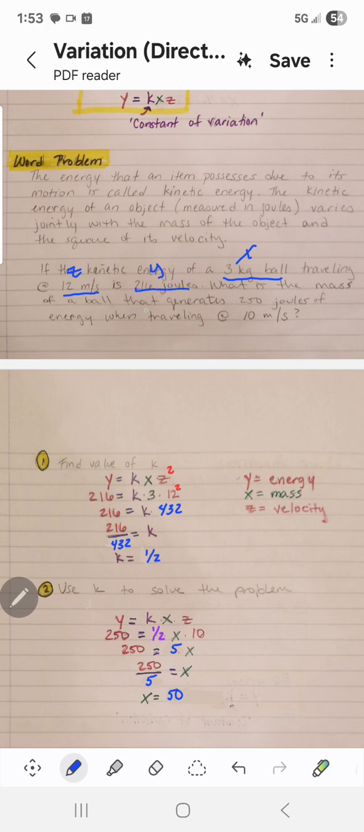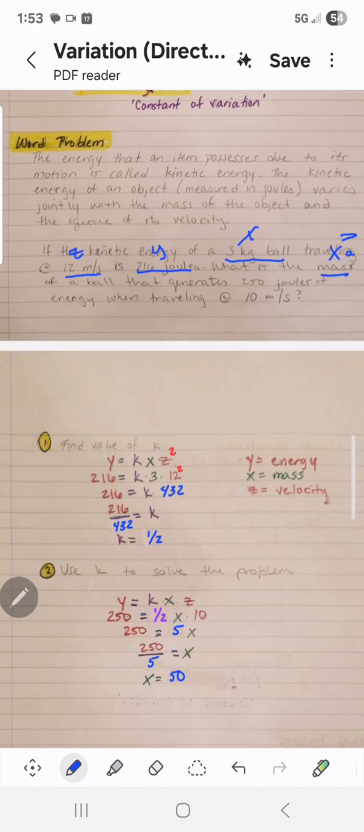What's the mass of the ball? What's the mass? What is x? This is the second part of the problem. What is the mass? The ball generates 250 joules of energy when it's traveling this fast. So that's the second part. We've got to figure out the first part.